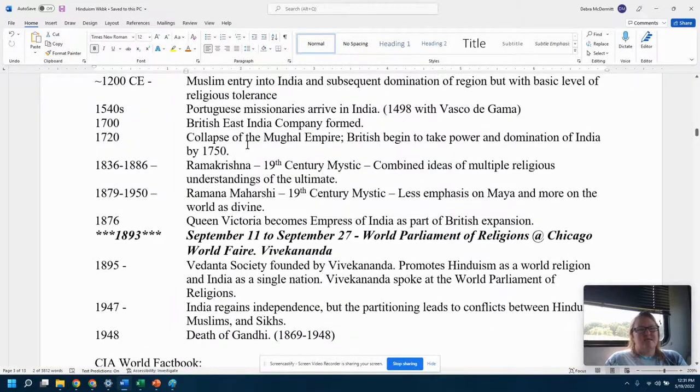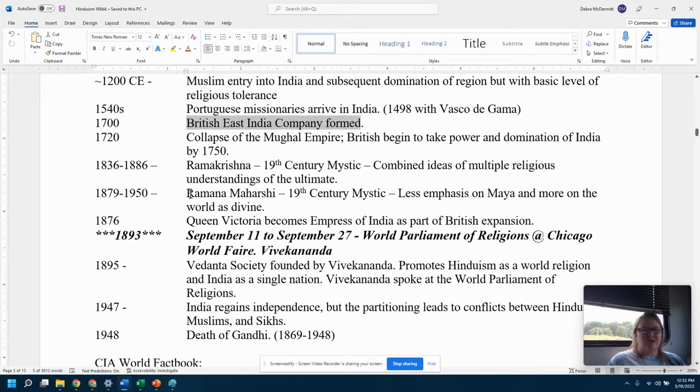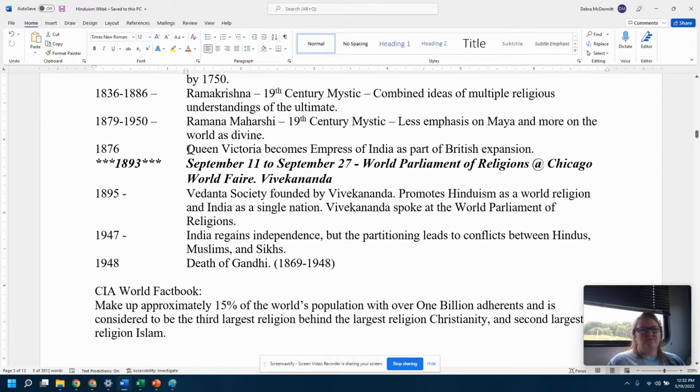A few more dates in here with the British East India Company being formed. This is important. We'll actually talk a little bit about this when we talk about death, because for the city of Varanasi, which is all about cremation, when the British came and took over, especially with the missionaries that were coming, they tried to shut down the entire city. Ramakrishna, Maharishi, Queen Victoria becoming the Empress of India.